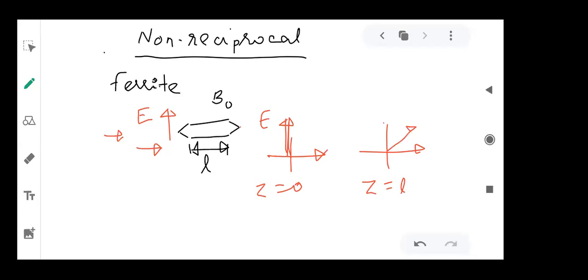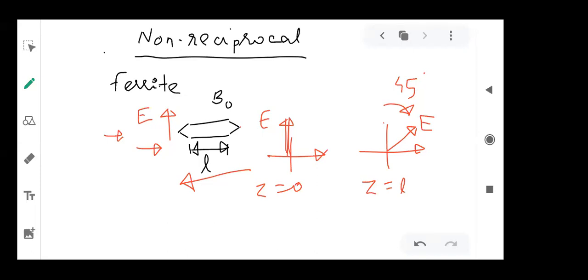So let us consider that it has got rotated by 45° in the clockwise direction. By the time the wave travels the entire ferrite length and reaches the other end, that is the right-hand side, it will be tilted by 45° in the clockwise direction. Okay. Now, suppose the same wave moves from the right-hand side and comes back to the left-hand side.